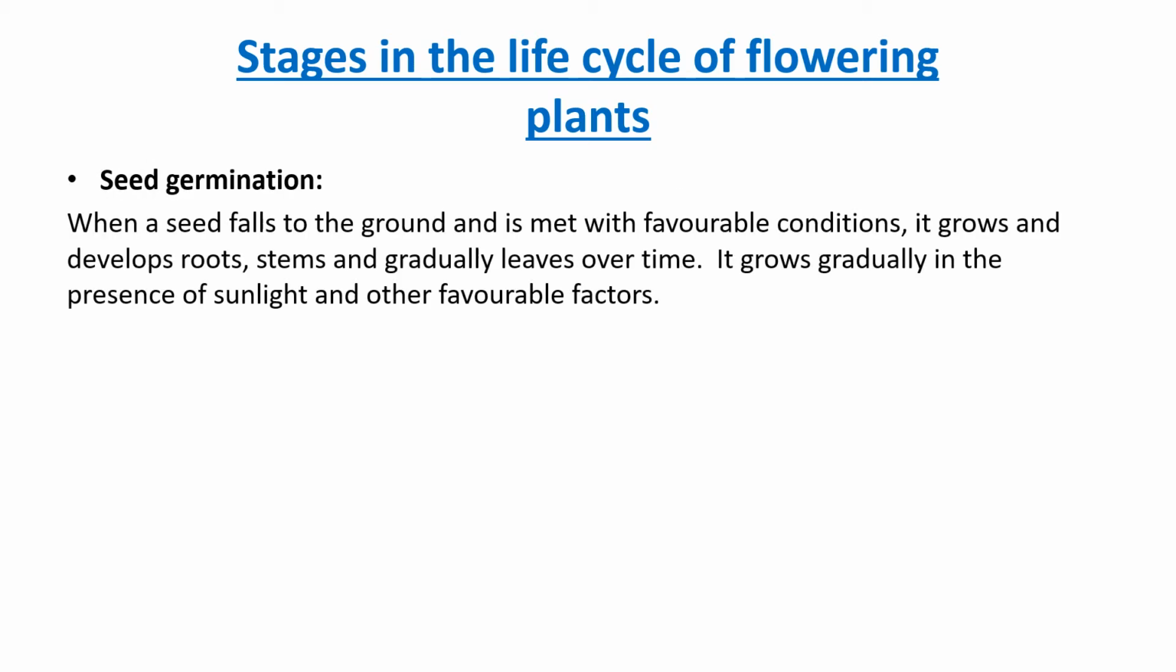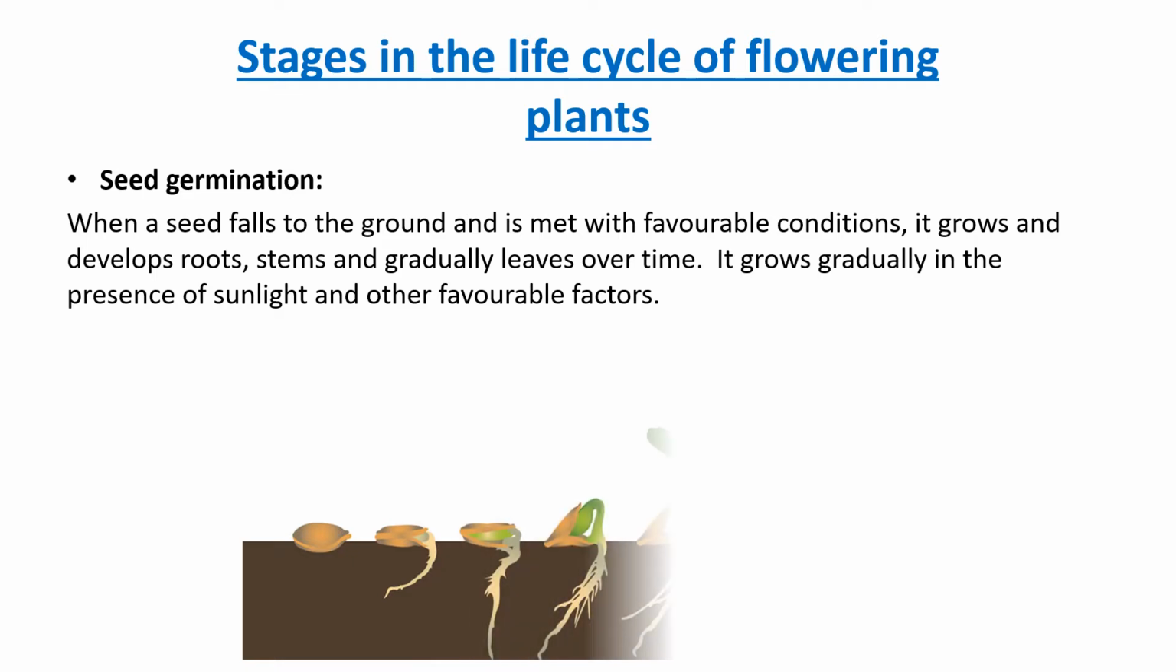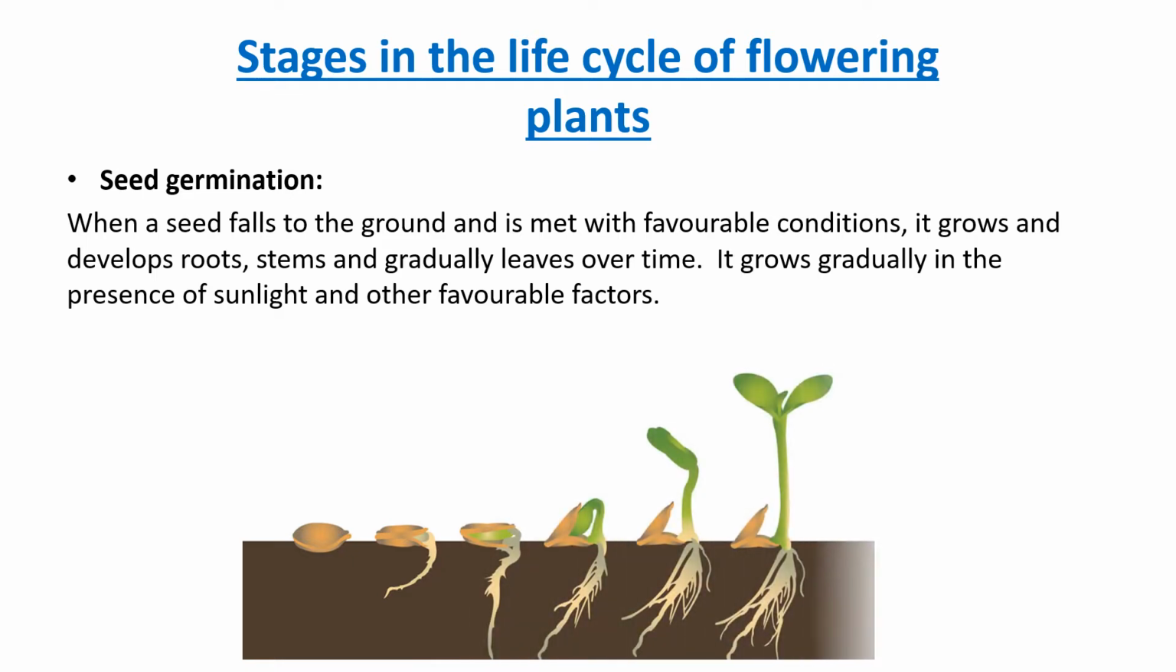Seed germination. When a seed falls to the ground and is met with favorable conditions, it grows and develops roots, stems and gradually leaves over time. It grows gradually in the presence of sunlight and other favorable factors.